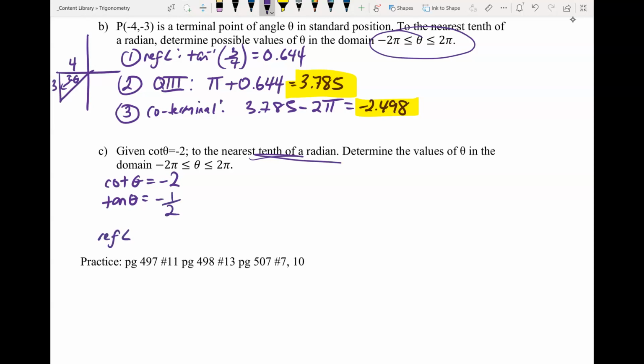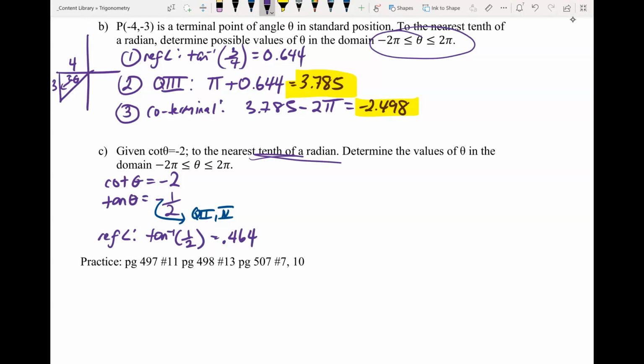Now we're going to find the reference angle. We don't care about the negative. This negative just tells us that it's in quadrant 2, or it could be in quadrant 4 because tan theta is negative there. But when I actually find the reference angle, I'm not going to put the negative in there. So our reference angle is going to be tan inverse of a half. I'm going to put this into a calculator. Remember to make sure it's in radian mode. It's 0.464.